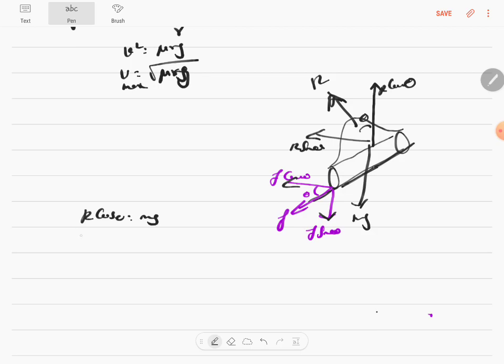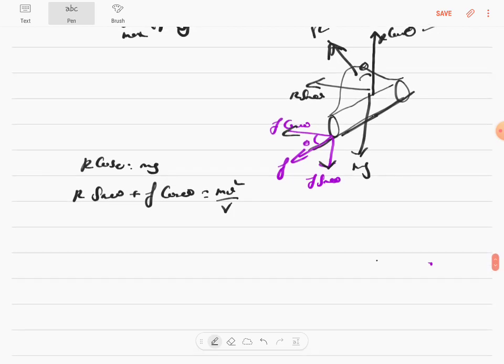Then let's talk about the left vector: R sin theta plus f cos theta, which is leftward, should provide you with the centripetal force, mv square by r. Okay, and R cos theta is equal to mg. And R cos theta is equal to mg, and R sin theta plus f cos theta is equal to mv square by r.